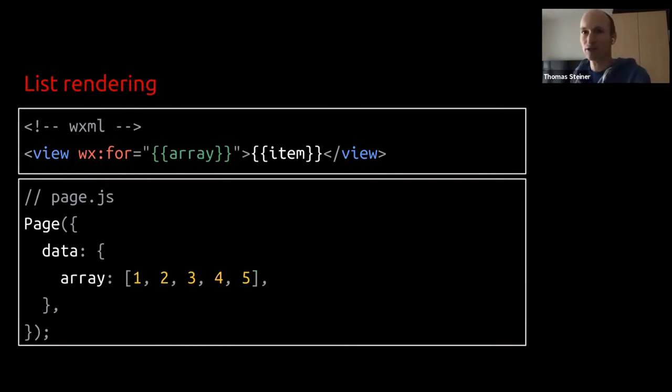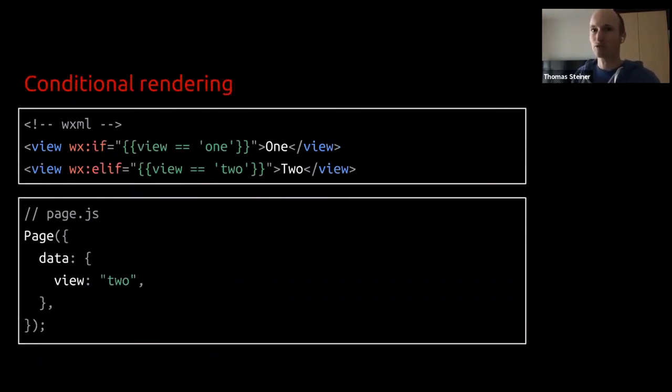For list rendering, you have the wx:for directive that you pass an array of things. You can see here, the data for this is an array with just the numbers. And they then get filled into the view. So it loops over all of the array entries. Pretty straightforward, very easy to create lists like that.